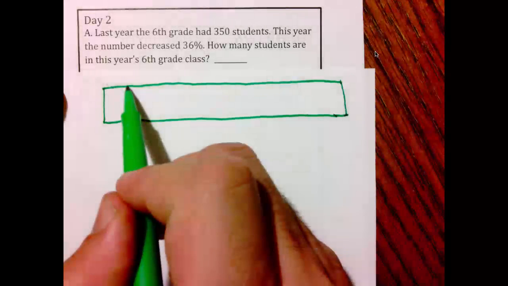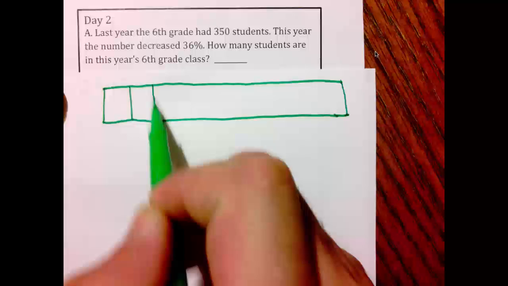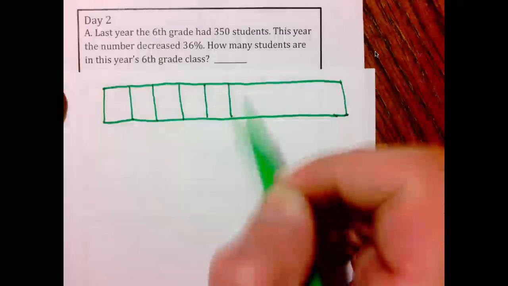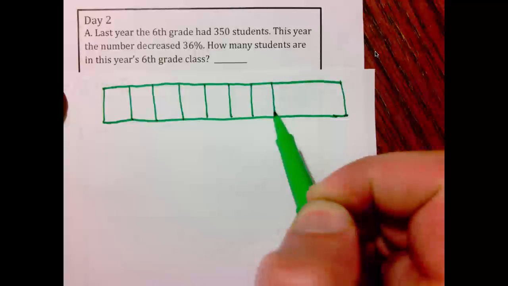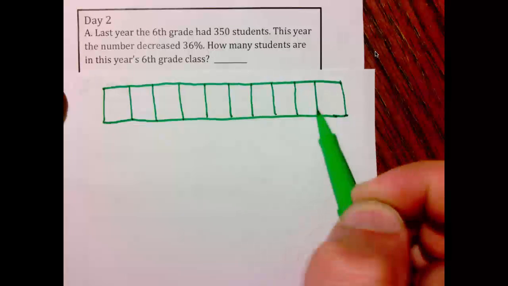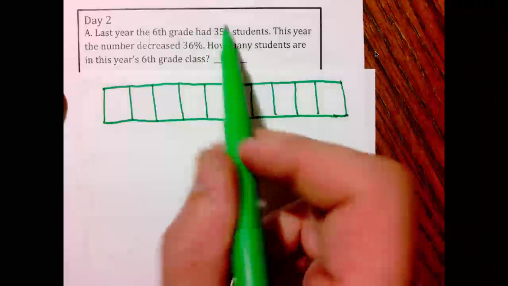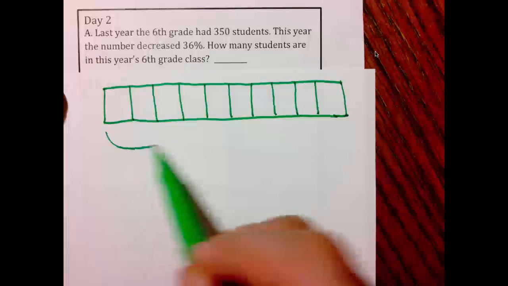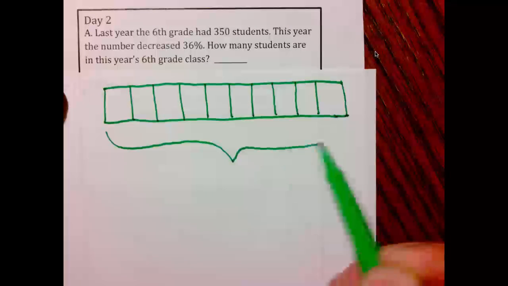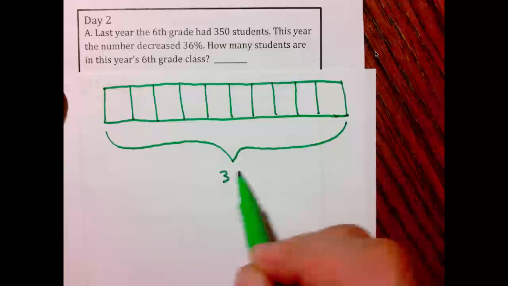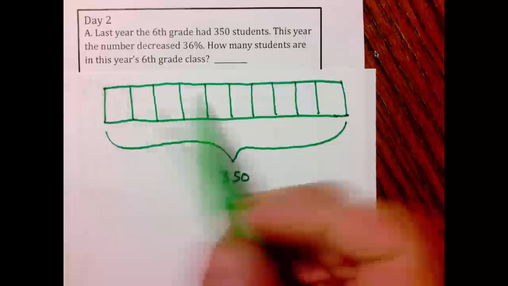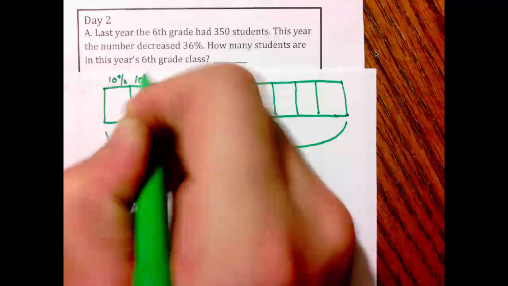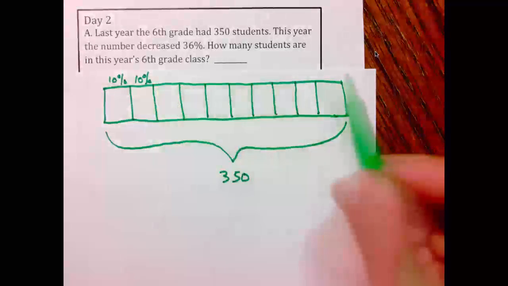We'll break it up into 10 portions: 1, 2, 3, 4, 5, 6, 7, 8, 9, and 10. Our whole amount will be this $350. Each one of these bars will represent 10%. 10%, 10%, and I won't write that, you get the idea. 10% all the way across.